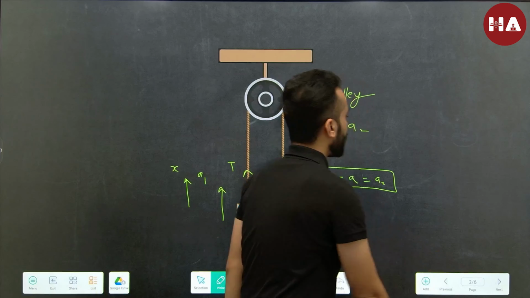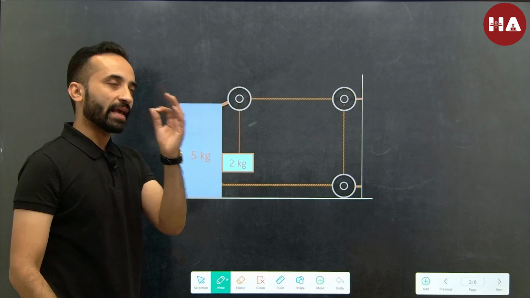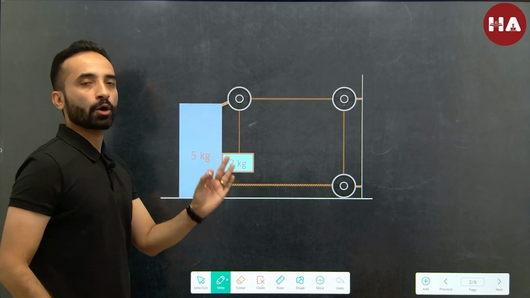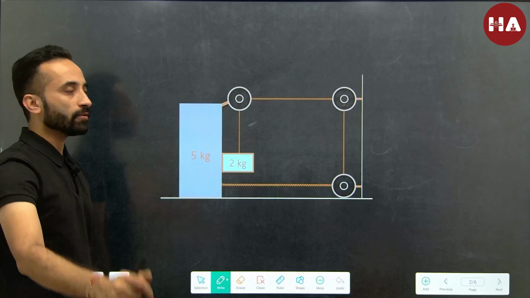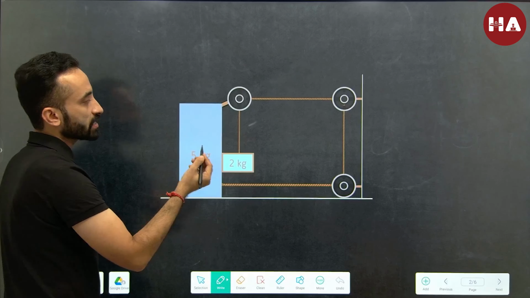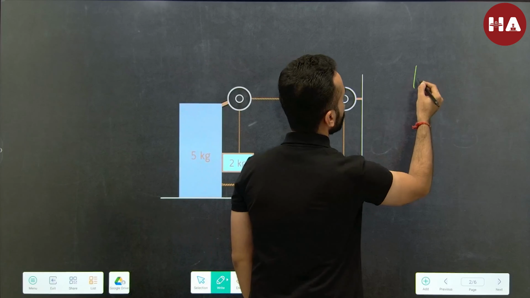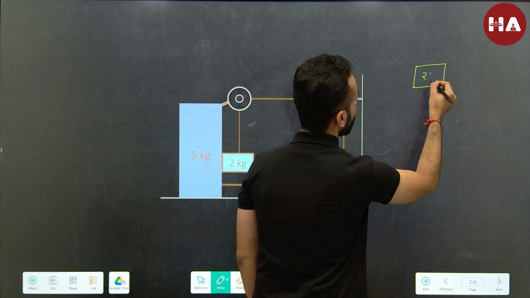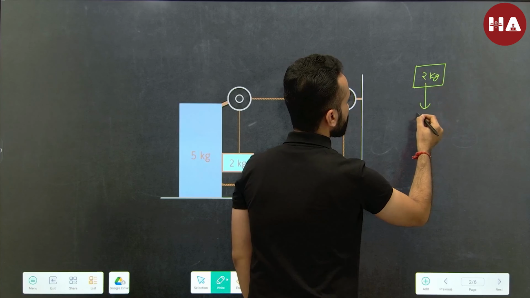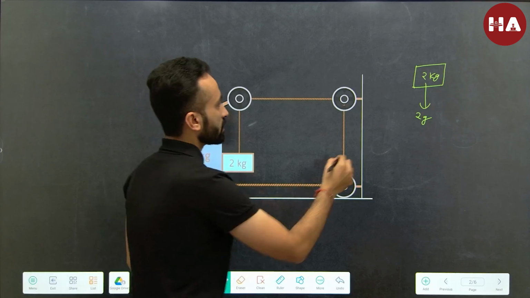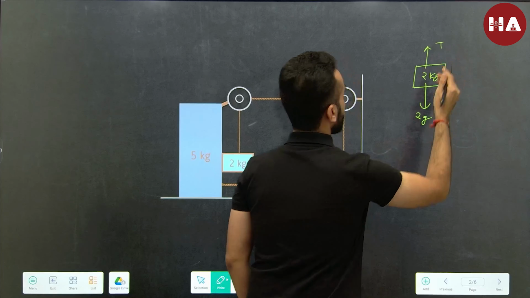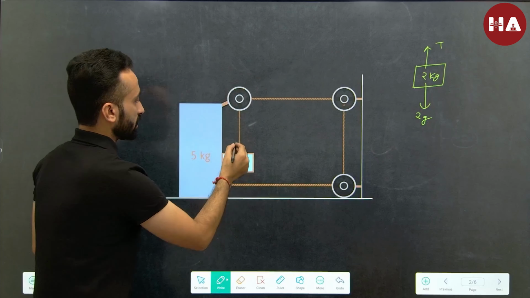Now very quickly, the next thing. So I have a very simple problem here. You can clearly see there is a 2 kg block, there is a 5 kg block, and we have to find the acceleration of the two blocks. Now very quickly, one by one we will draw the free body diagram. So let's first draw the free body diagram of the 2 kilogram block. The first thing that you will apply is mg in the downward direction. And let's say there is a tension, that is the pulling force, as you know, in the upward direction.